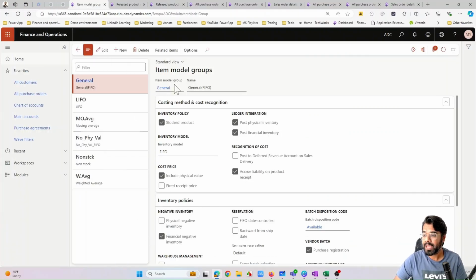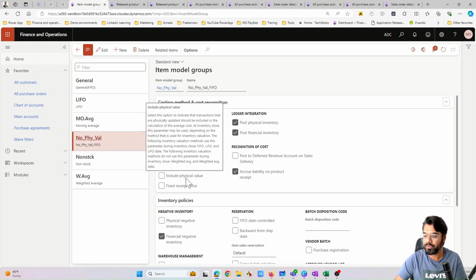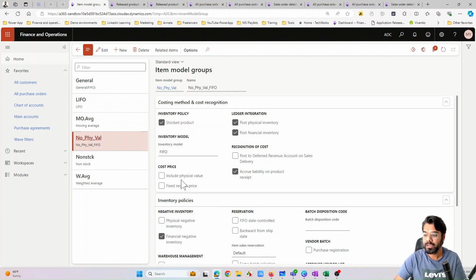So we have created this item model group, the item model group general, which we normally use, and this particular item model group has the include physical value checkbox enabled. And I have created another new item model group where the include physical value checkbox is not enabled. This checkbox is only usable when my inventory model is FIFO, LIFO, or LIFO date. It's not eligible for the weighted average date. Just remember that. We will see all those inventory model concepts later in detail, but for now let's only focus on the physical value checkbox.